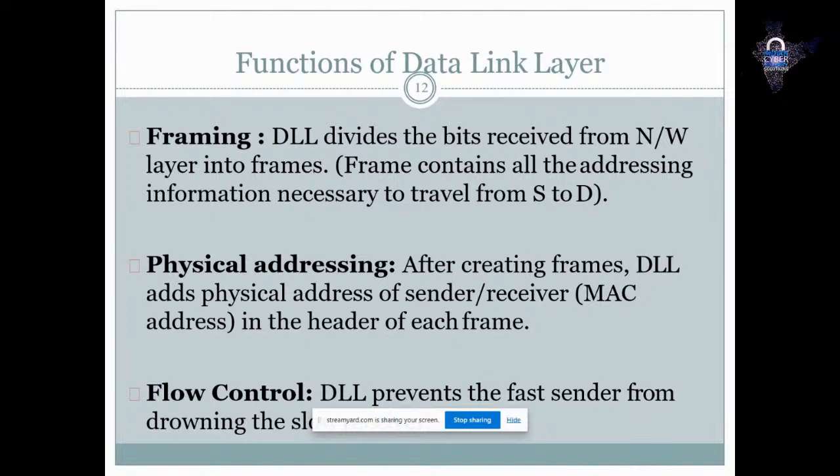Another one is flow control. If two PCs are communicating, the data link layer ensures that flow control is maintained so that too much data is not sent to the destination PC, because otherwise it will result in data loss.